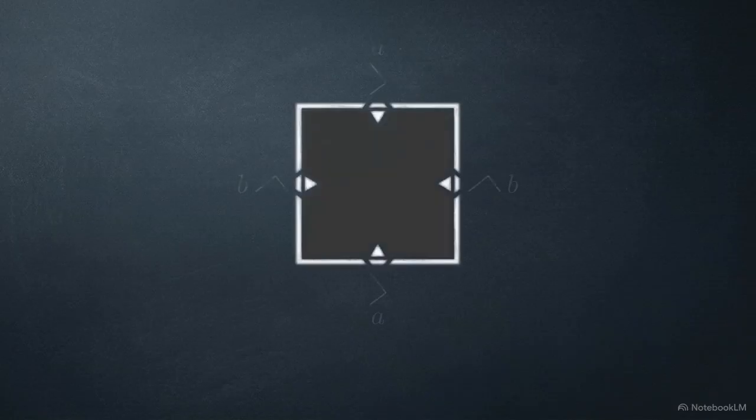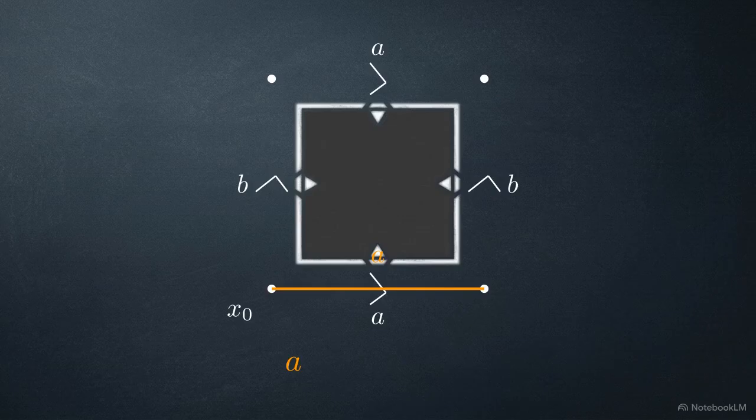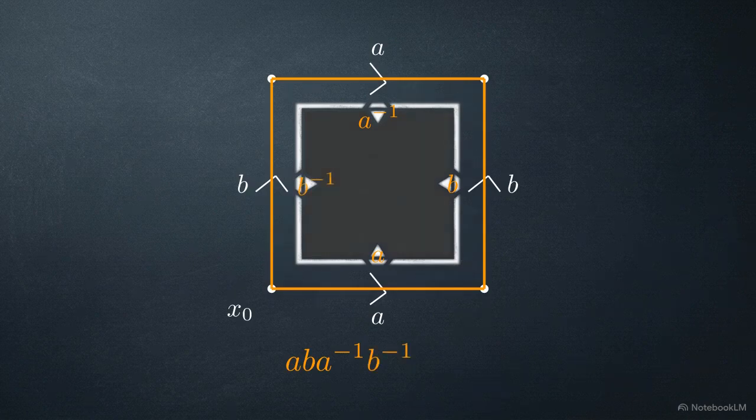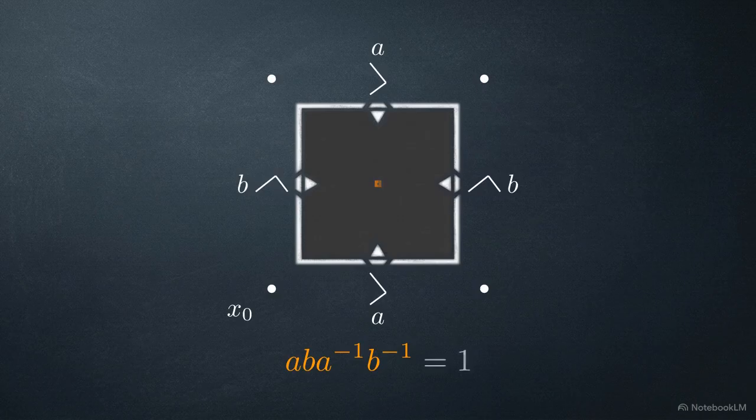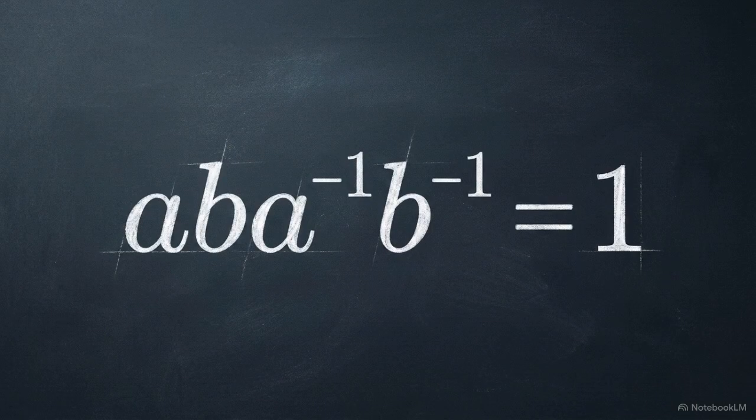We find the algebraic relation by walking the perimeter. We travel forward along A, forward along B, backward against A inverse, and backward against B inverse. Because the interior is a solid disk, this entire boundary path shrinks to a single point. Algebraically, this means the path A B A inverse B inverse is contractible, so it equals the identity element, 1.